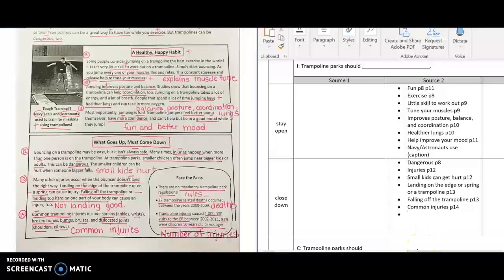The last thing that we know is right here, this fun facts. There's a good amount of information included here. We've got no mandatory rules. We also know that there are 22 deaths related to trampolines, and we have 1 million ER visits. And these were all from the fun facts.